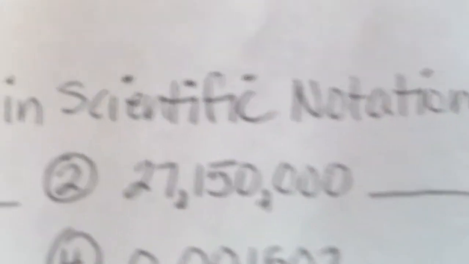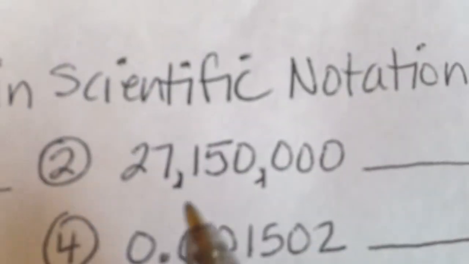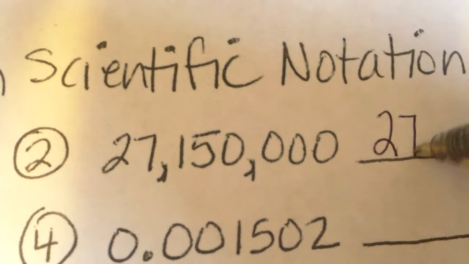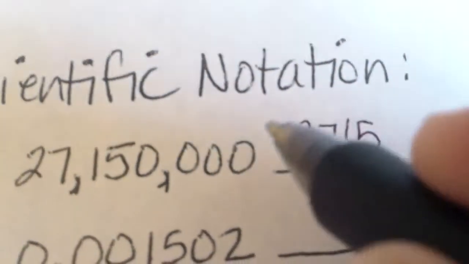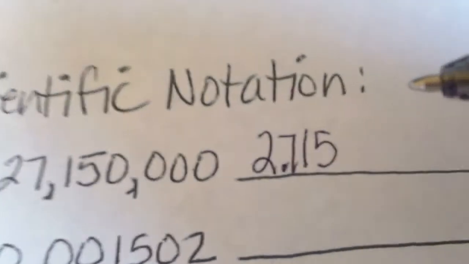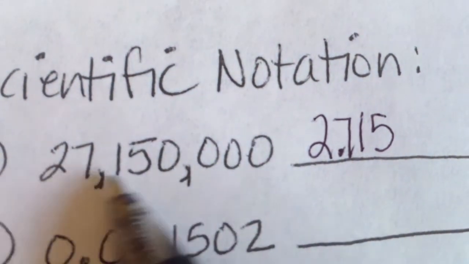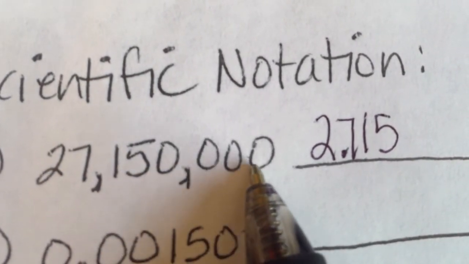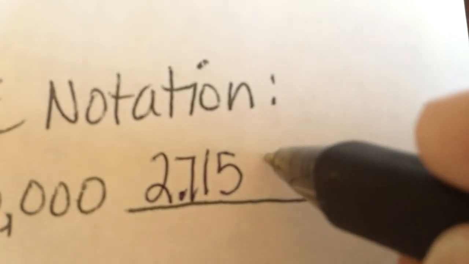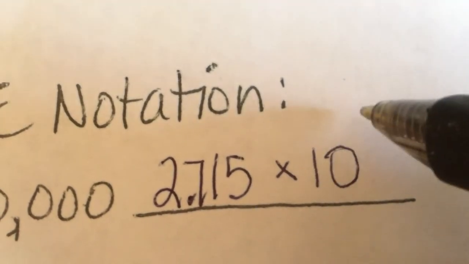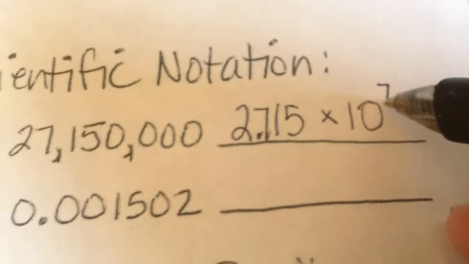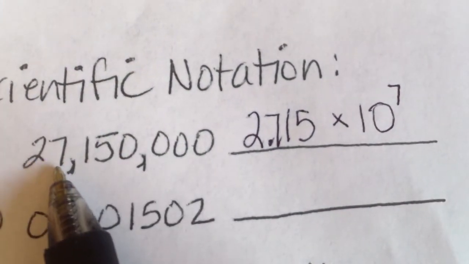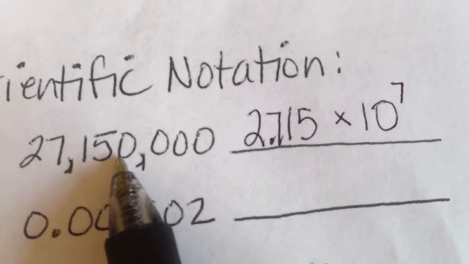All right, this number right here, 27,150,000. I am going to take these 4 digits right here, 2715, and make a number that's greater than 1 and less than 10. And that number would be 2.715. And in order to get this decimal back to the end of the number where it was in the first place, I would have to move the decimal 1, 2, 3, 4, 5, 6, 7 times to the right. So I'm going to multiply this by 10 to the power of 7, and that number just got that much bigger. This is equal to this. Every time I move a decimal, my number just got 10 times bigger than it was before.